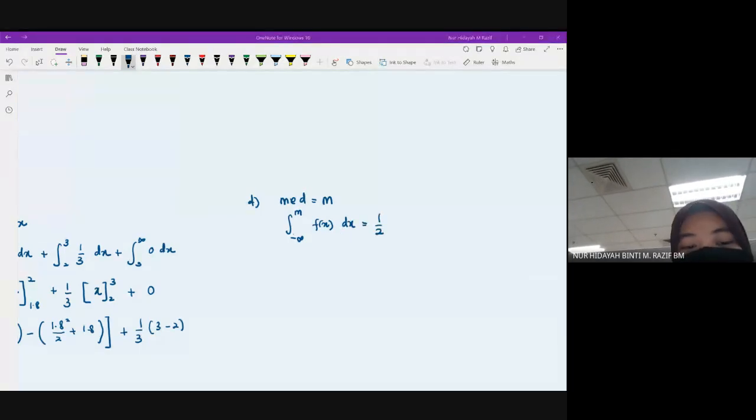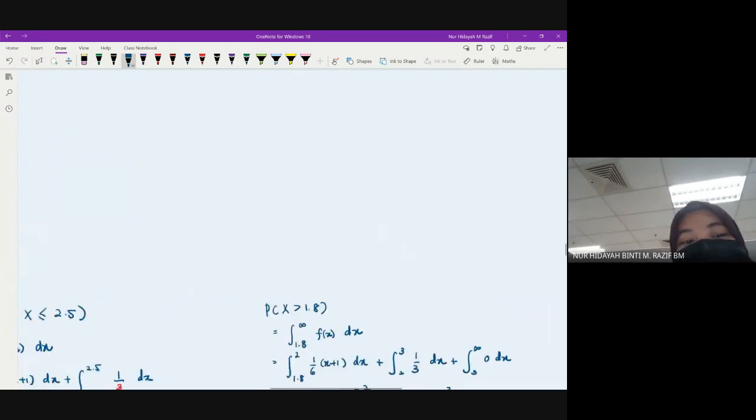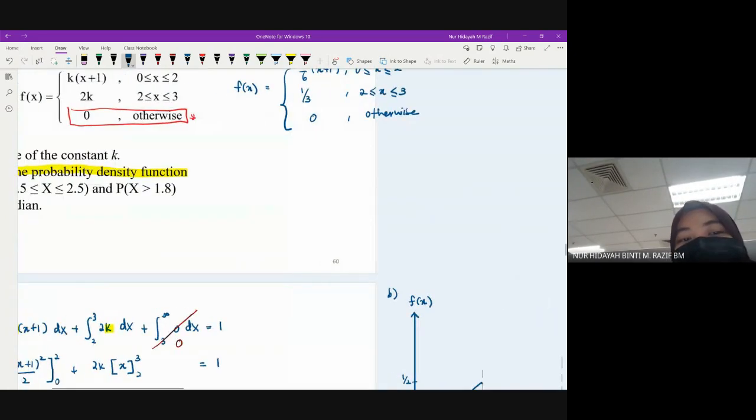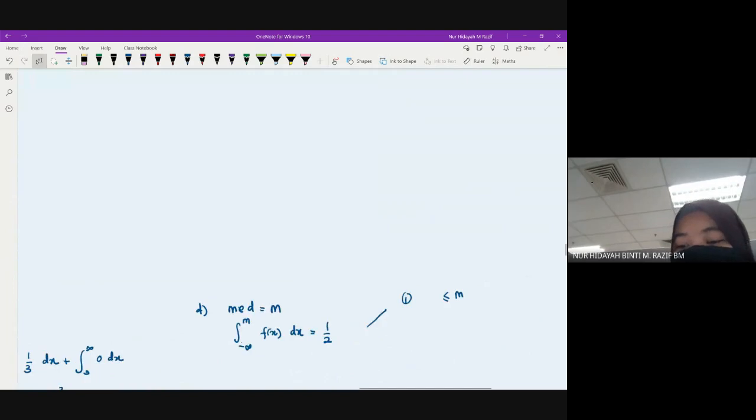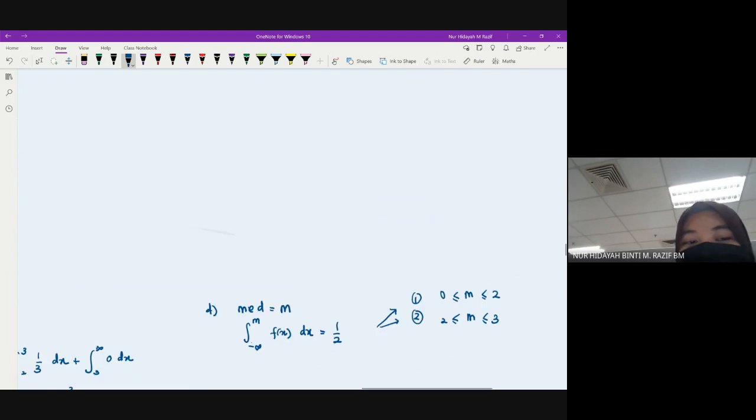Jadi macam mana kita nak buat untuk soalan ini? There are two possibilities yang mana kita boleh dapat nilai m. Betul tak? Sama ada the first possibility m lebih besar atau sama dengan kita punya interval yang pertama kosong hingga 2, ataupun possibility yang kedua kita akan dapat m lebih besar atau sama dengan 2 tapi lebih kecil atau sama dengan 3.